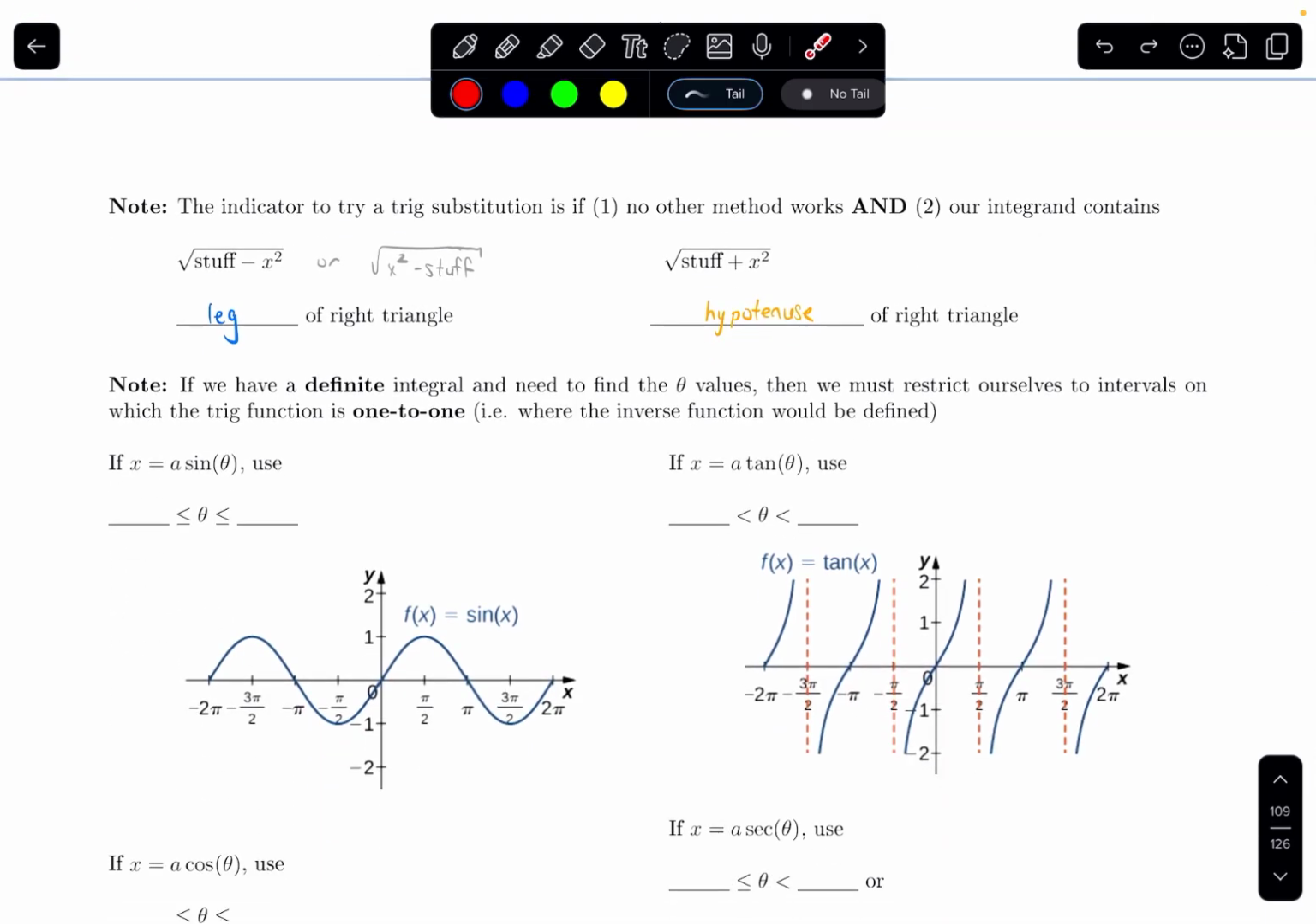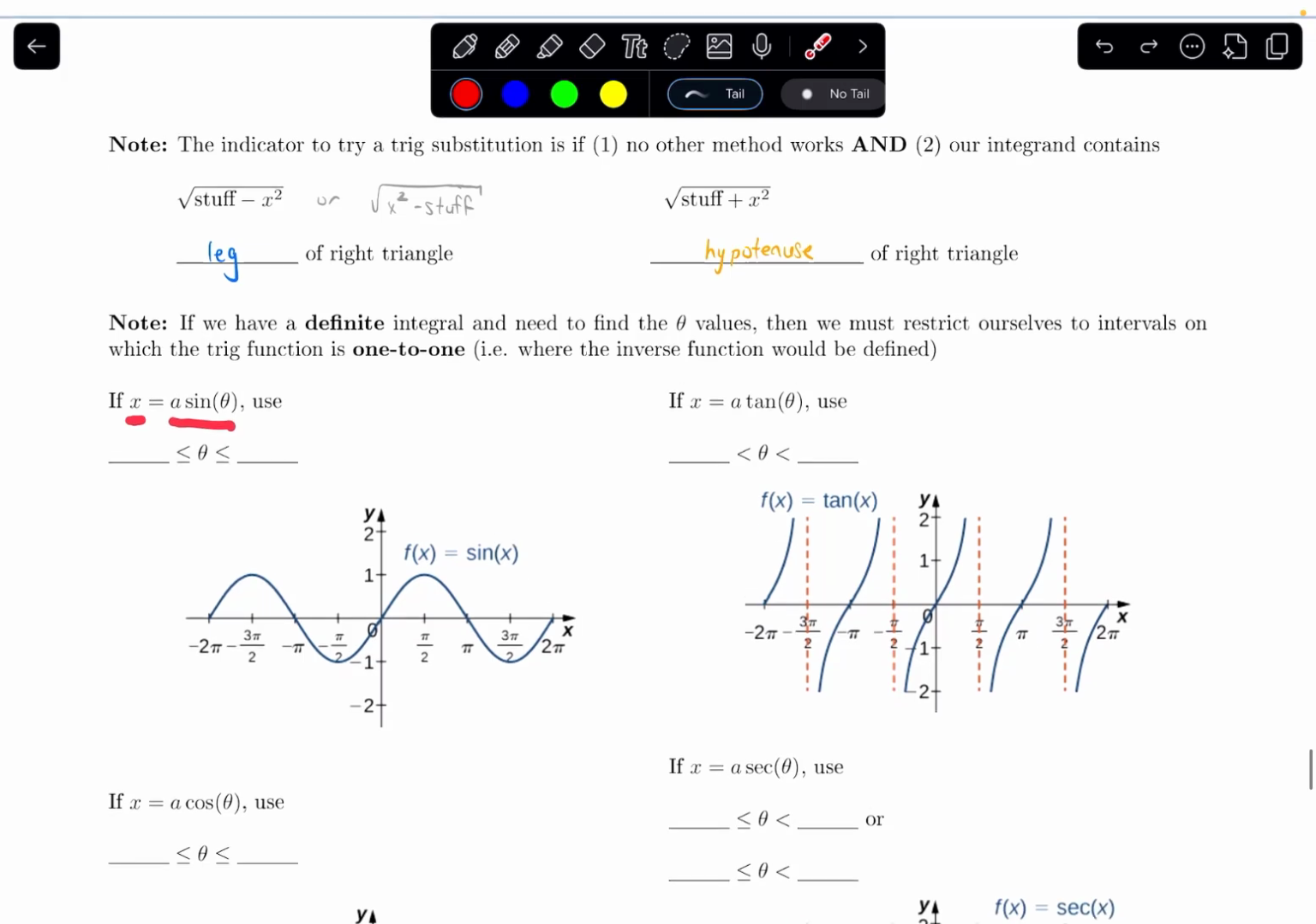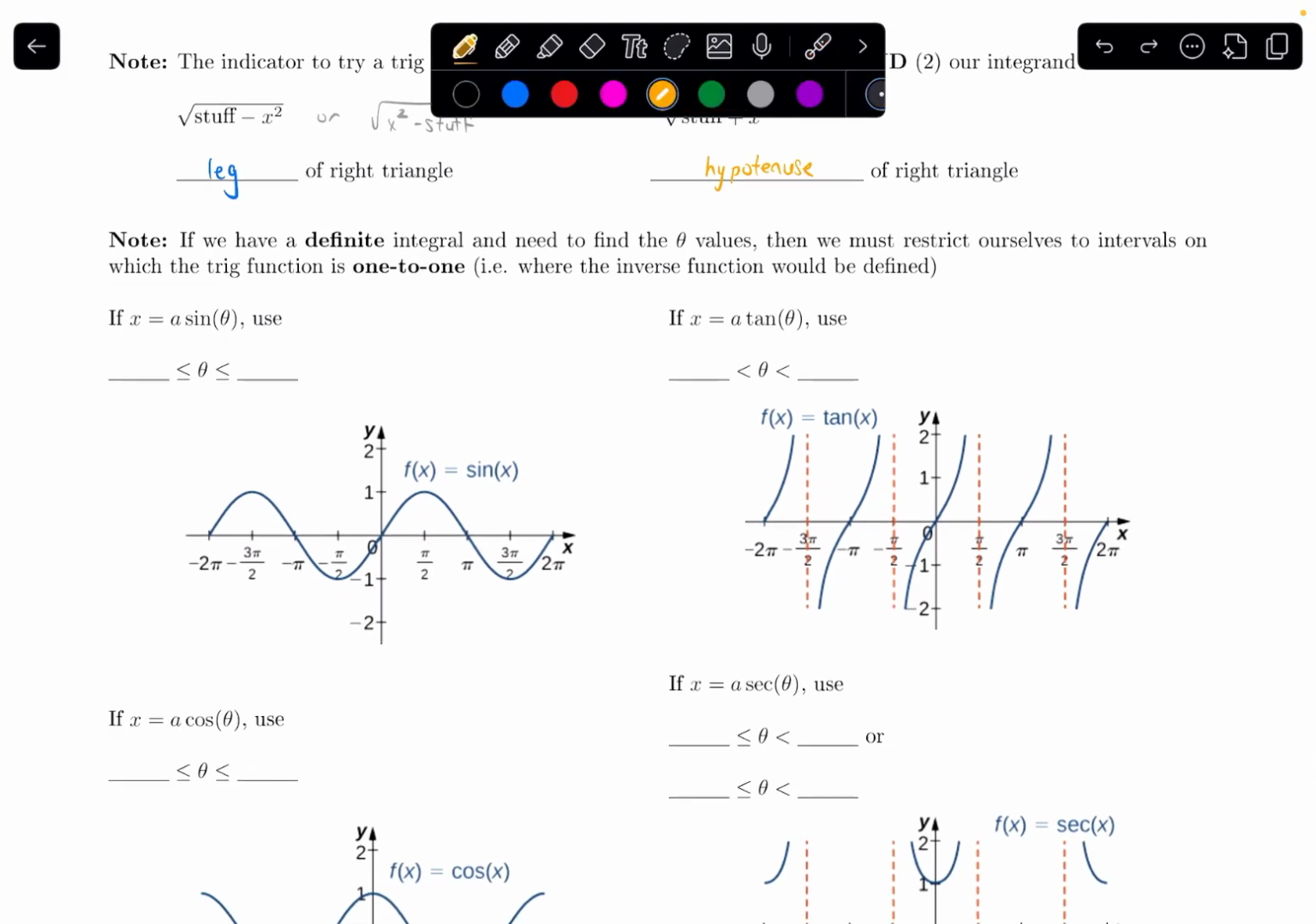Okay, so what if when I did my substitution, whatever x equaled ended up being a number times sine theta? Well, we've seen before that to make this pass the horizontal line test, there's many ways I can do that. I can pick an interval like this, or let me go to laser mode, I can pick an interval like this. There's many choices. So the convention is to make the interval as big as possible and have it be centered. So it turns out that is from negative pi over 2 up until pi over 2.